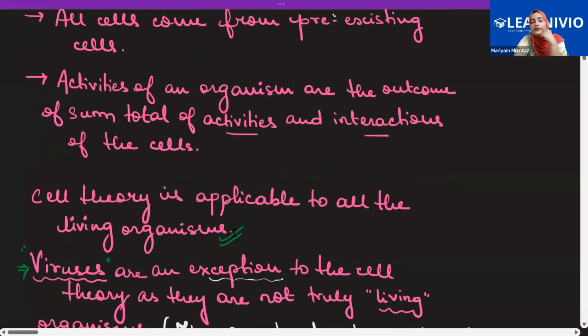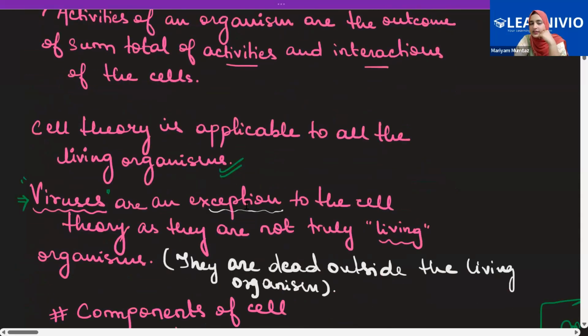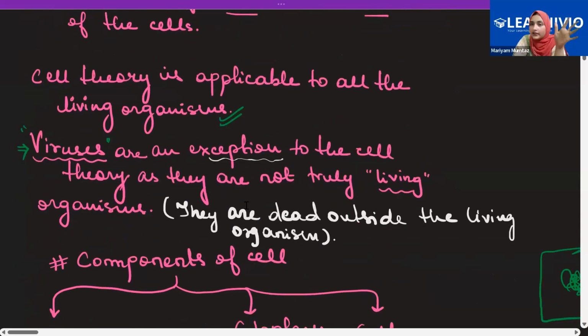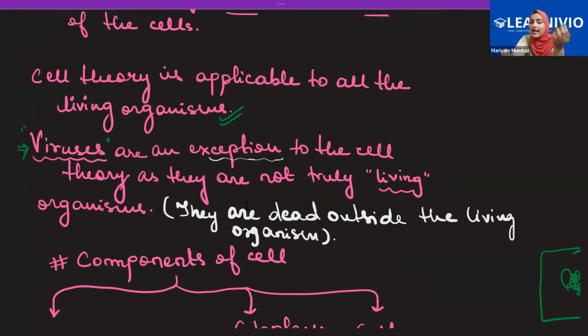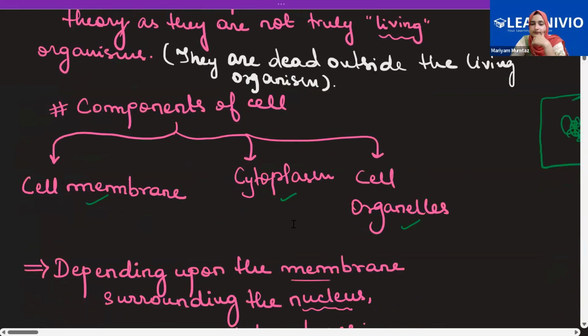So when we talk about the cell theory, this one is applicable to all the living organisms, but there is one exception, and that is the viruses. Viruses are an exception to the cell theory. Why? Because they are neither dead nor alive. You can't call them truly living organisms. As a result, we will not consider them as living, and cell theory is not applicable to them. Is it clear? Yes.